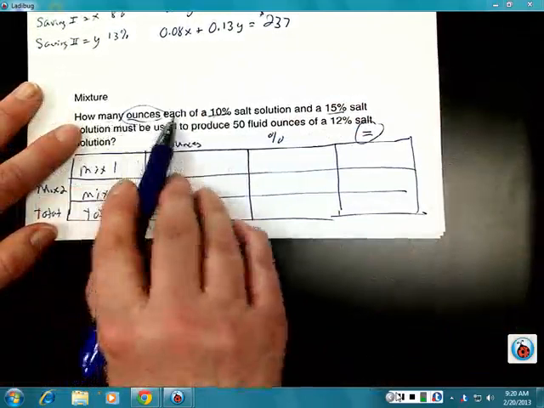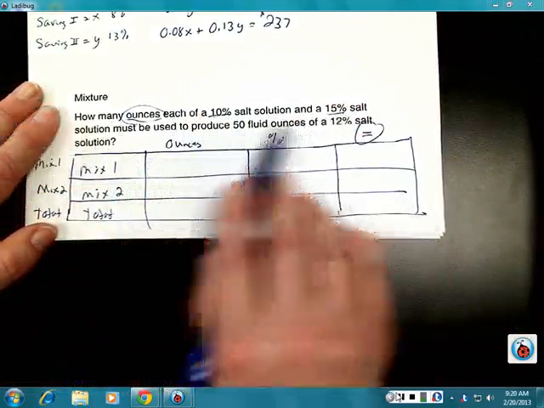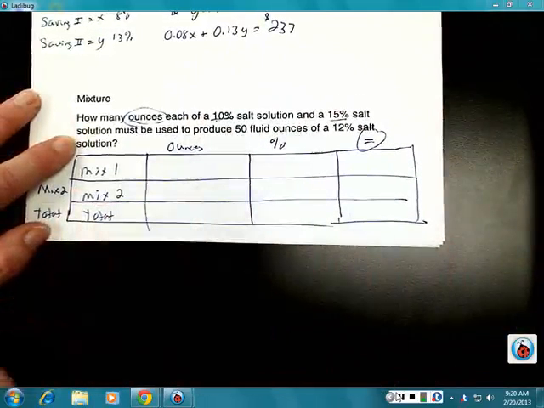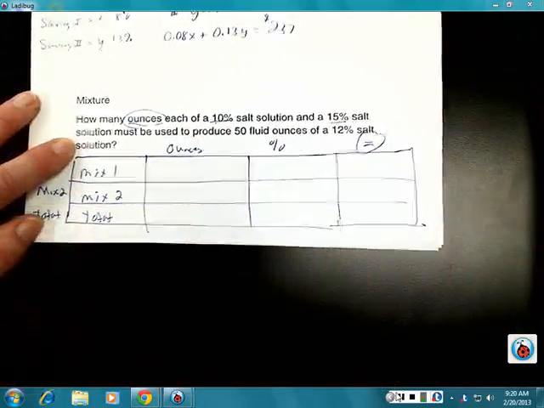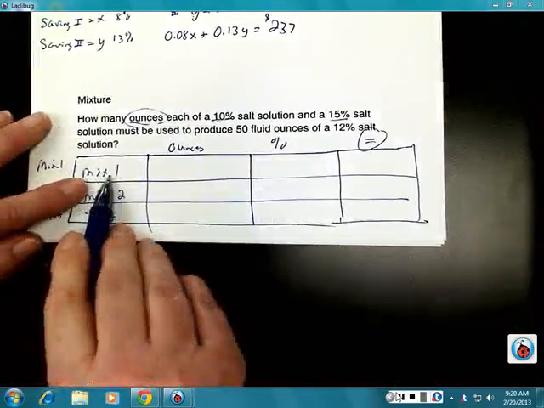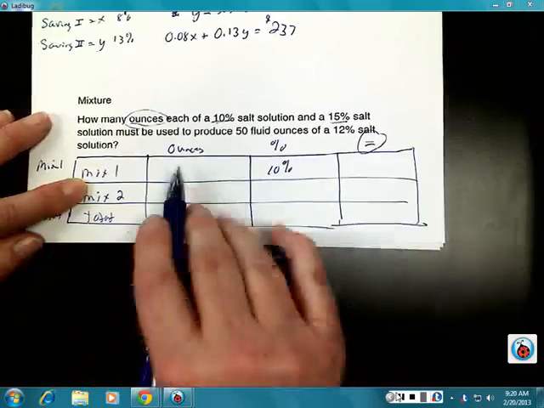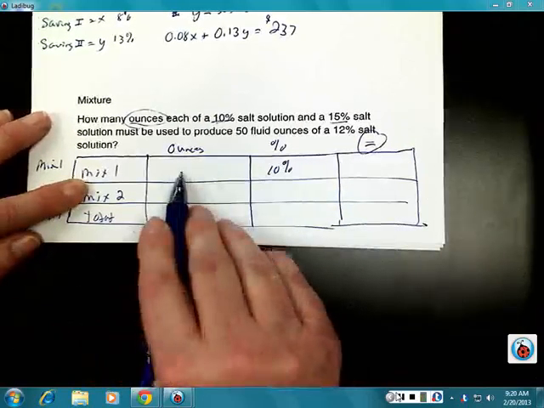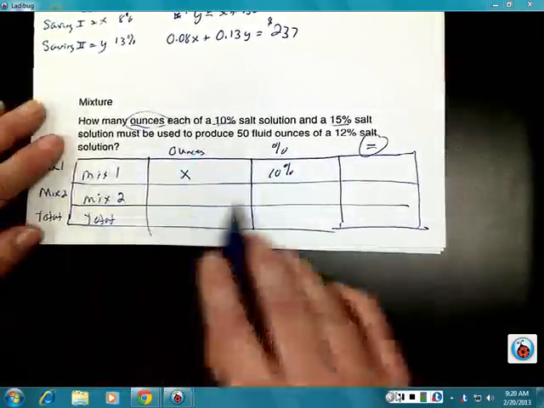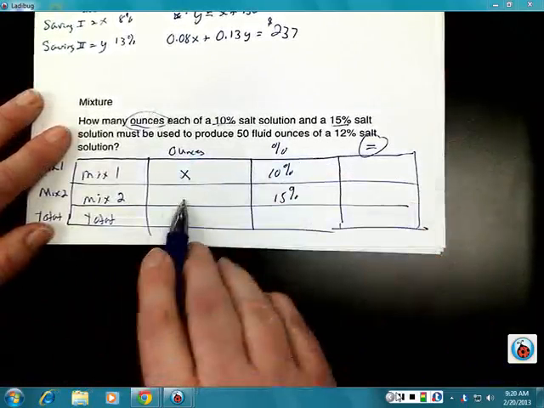As I read this one, how many ounces each of a 10% salt solution and a 15% salt solution must be used to produce 50 fluid ounces of a 12% salt solution? You're thinking, my word, I got all these percentages, what do they mean? So what do we know about mix 1? 10%. So I'm going to put my percent under my percent. Do I know how many ounces I have in it? No. So that's X. We okay with that part? What do I know about mix 2? 15%. What do I know about its ounces?